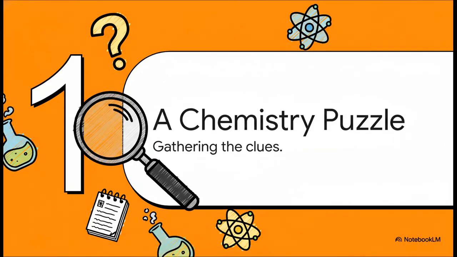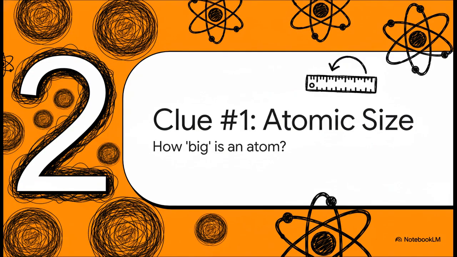Okay, so a university chemistry puzzle. To solve this case, we need to gather some clues. We can't just wing it, right? We've got to really dig into the science behind what's happening. So let's start our investigation. First up, clue number 1, atomic size. We're going to investigate how big an atom really is.